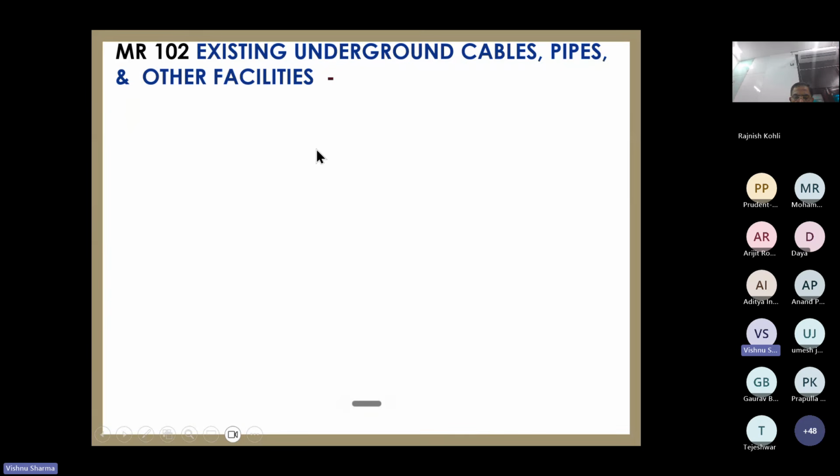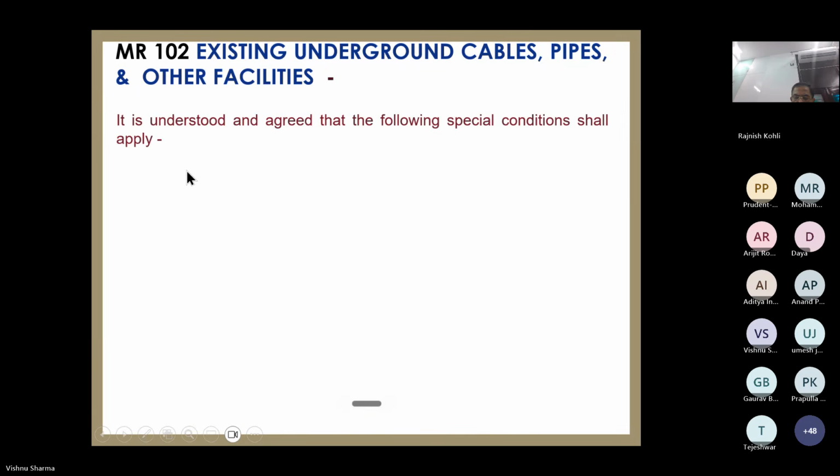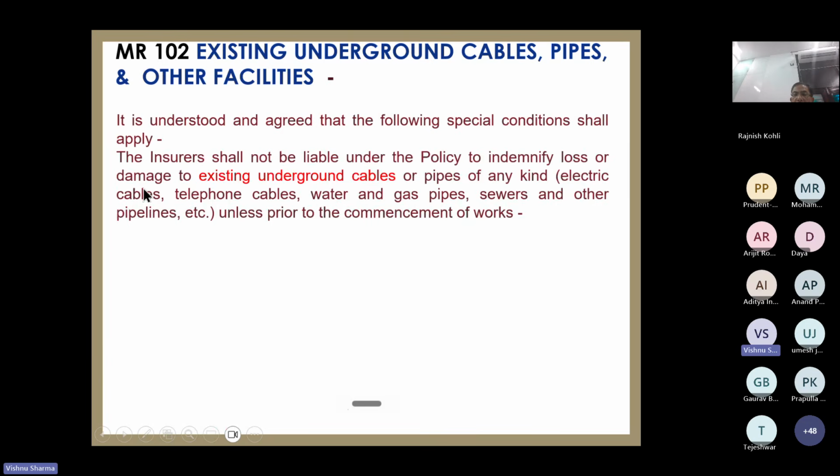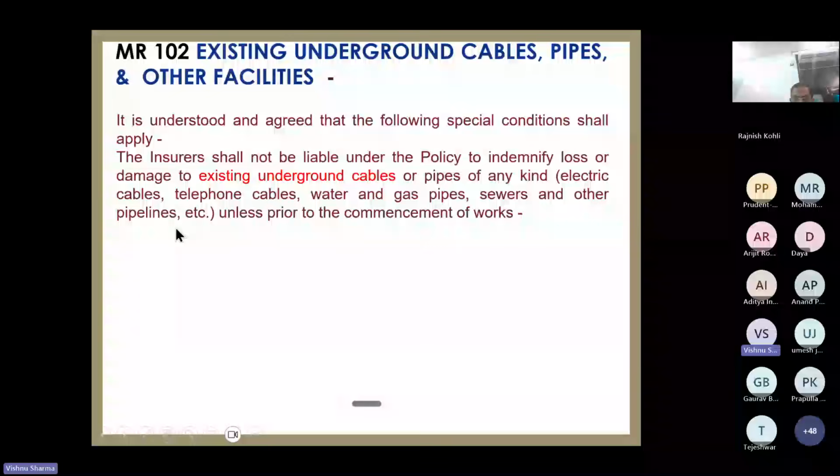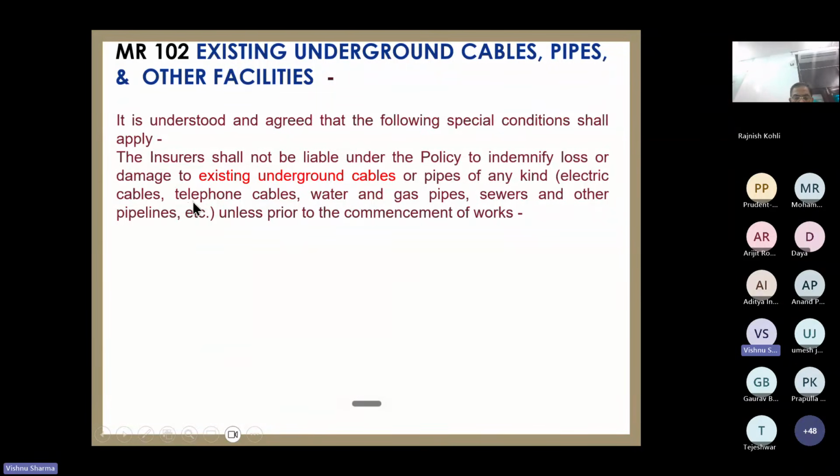Now, what this endorsement says is that the insurance company shall not be liable for damage to existing underground cables or pipes, or any kind of cables, telephone wires, water and gas pipelines, sewage lines, or any other pipeline, at the time of digging the trench. That time there is a possibility of damage to underground cables, pipelines, all these things.